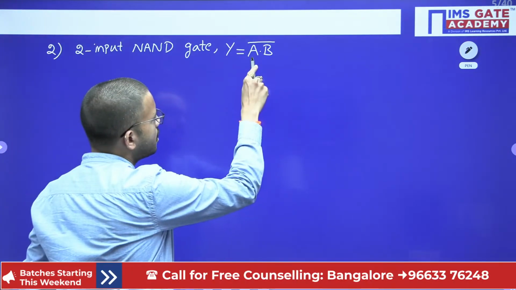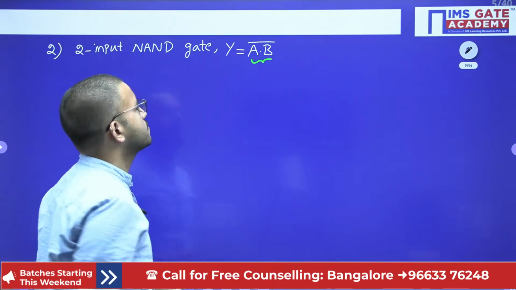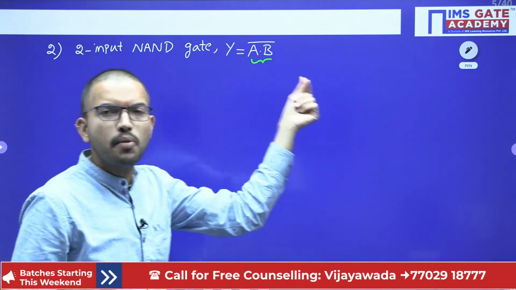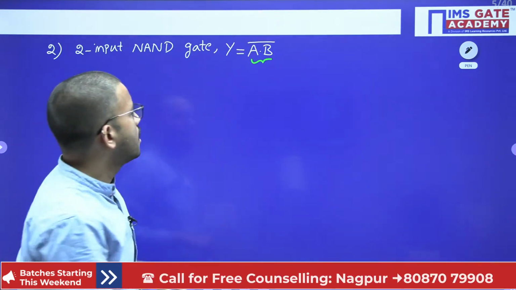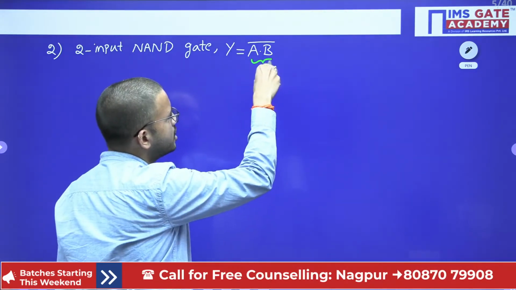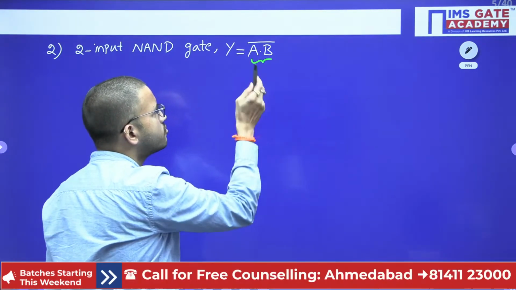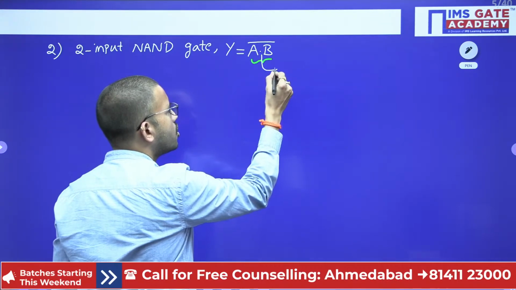Now tell me, among A and B, which operation are we performing? Okay, regarding complement I already discussed. Now just observe, you are having two variables A, B, among which we are performing what operation? Logical and.